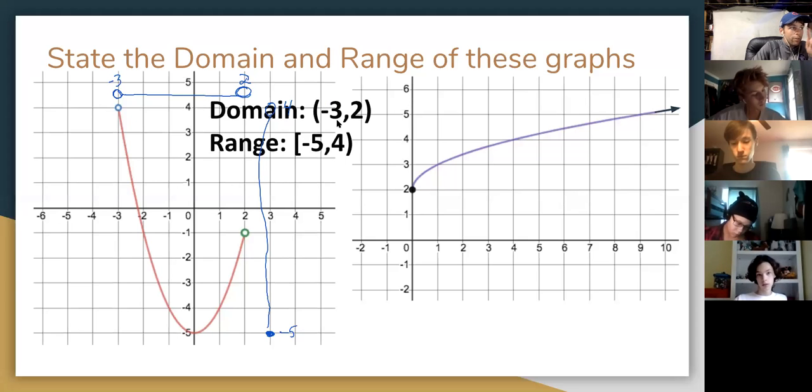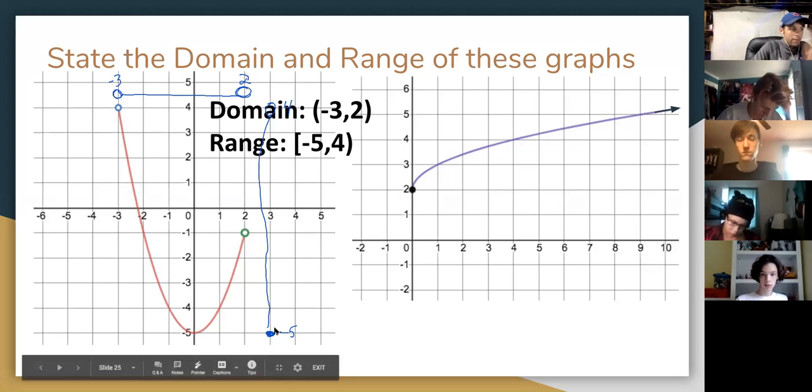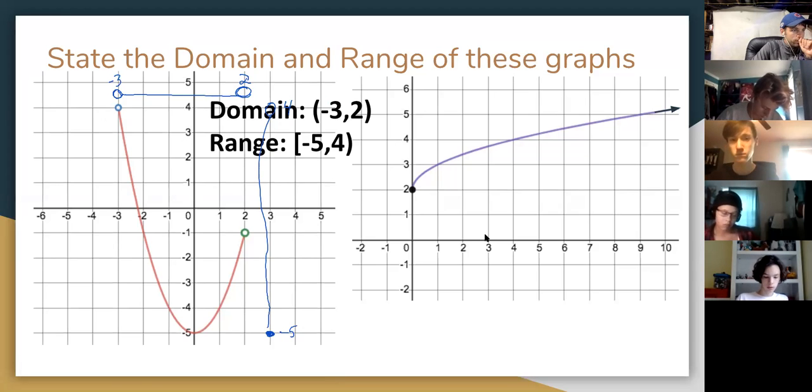Okay, yeah. So from -3 to 2, not including -3, not including 2. And from -5, which we do include, up to 4, which because it's not technically defined there, we don't include that.